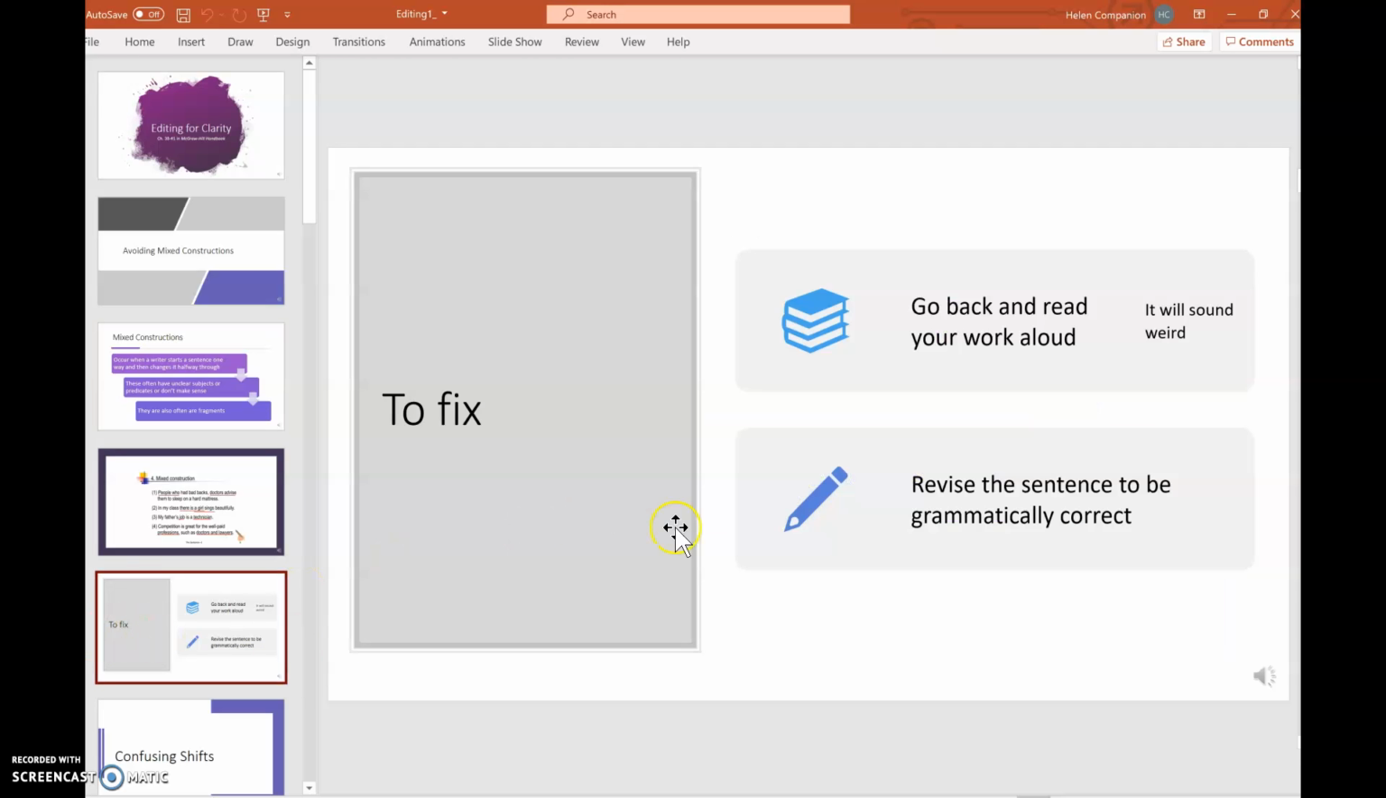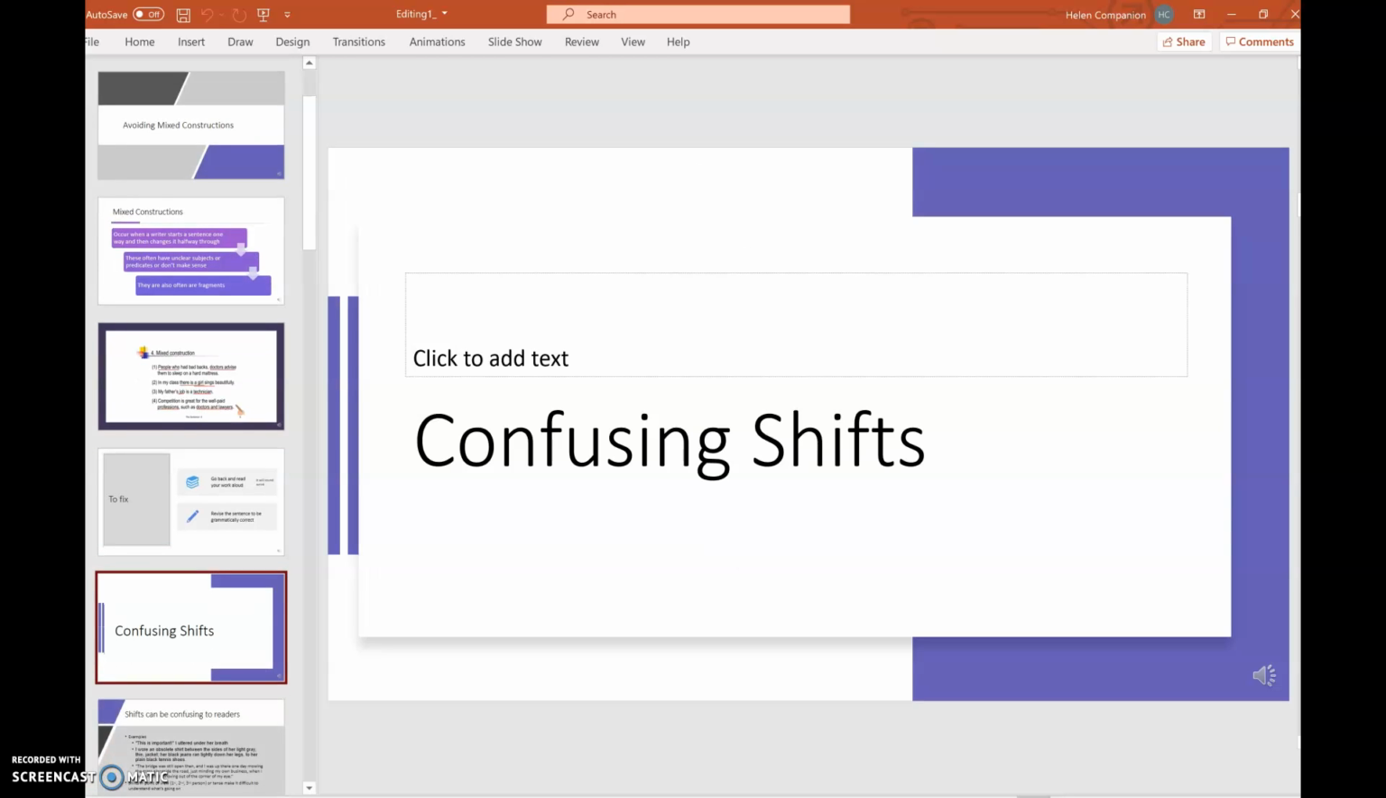To fix these, you'll go back and read your work aloud. Something will sound off, and then you can go back and revise the sentence to be grammatically correct. Again, you can find more information about this either online or in the McGraw-Hill Handbook.